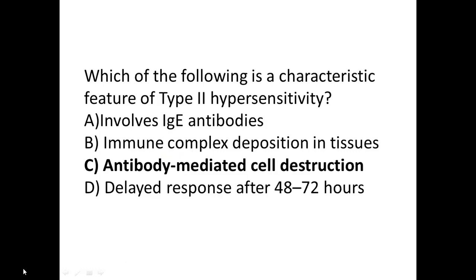Next. Which of the following is a characteristic feature of type 2 hypersensitivity? Type 2 hypersensitivity includes antibody-mediated cell destruction. Whenever any allergen enters our body, antibody will bind to that cell and destroy the specific cell. In type 2 hypersensitivity, destruction and damage happen only to the cell into which the antigen has entered. So that is type 2 hypersensitivity. The correct option is antibody-mediated cell destruction.